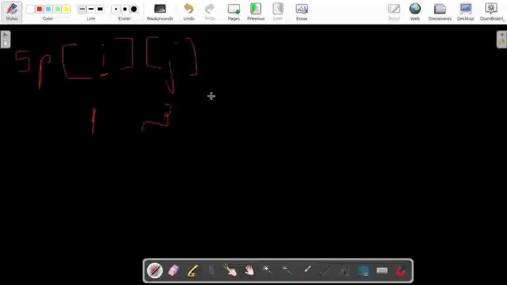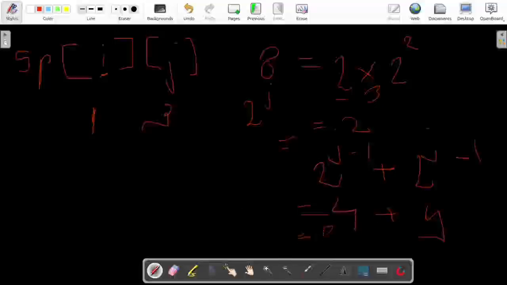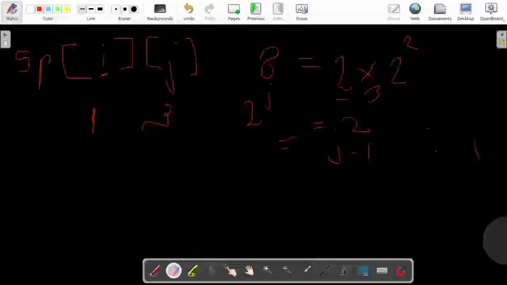Now we all know that 2 to the power 3, 8, can be constructed using 2 powers of 2 to the power 2. Because once you multiply 2 to 2 to the power 2, you get 2 to the power 3, that is 8. So your current power of 2, that is 2 to the power j, can be constructed using 2 powers of 2 to the power j minus 1. Like 4 plus 4 equals 8. And we all know this. So let's use this fact for calculating the answer.